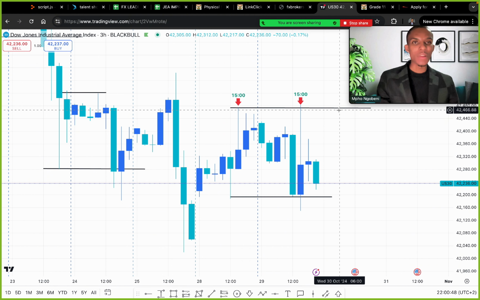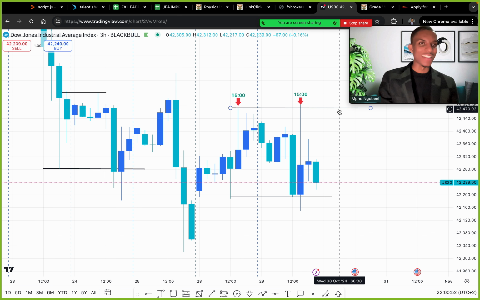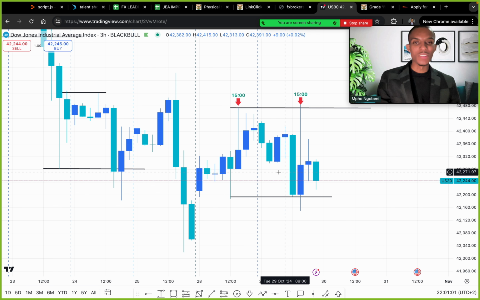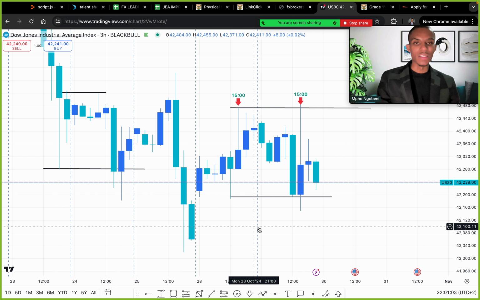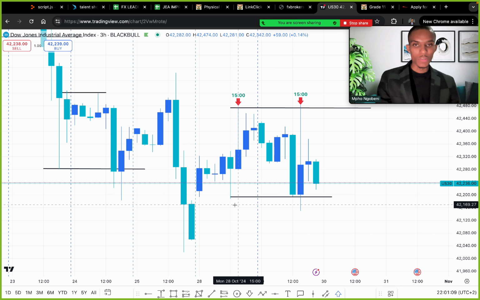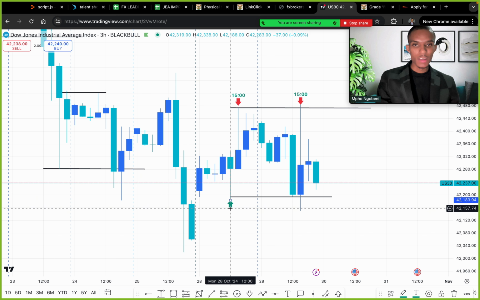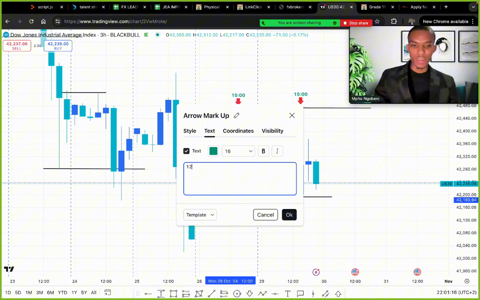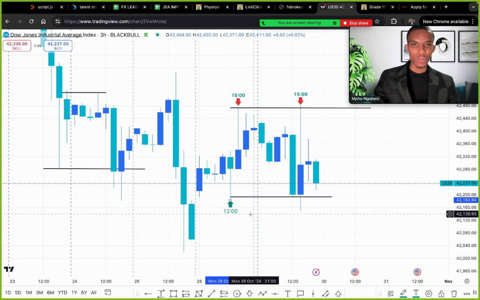Meaning if 15 o'clock manages to come back there again, what is going to happen? It's going to resist, right? And then it's going to keep rejecting until a different time comes. Easy. So now let's look at this area here, below here. We see 12 o'clock there. The low was at 12 o'clock. Let's note it down, it was at 12 o'clock.